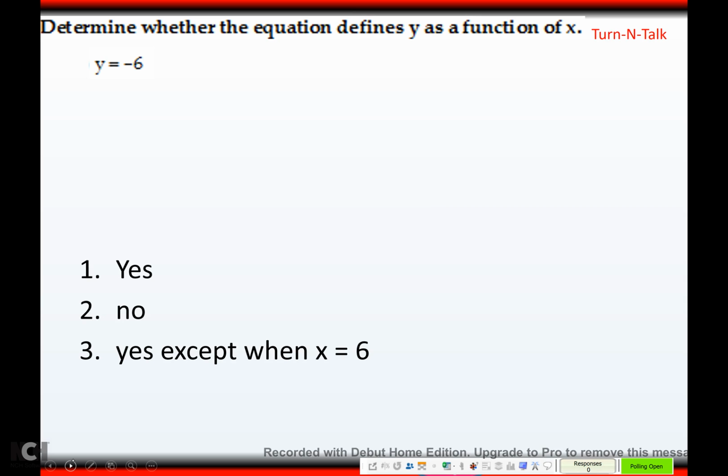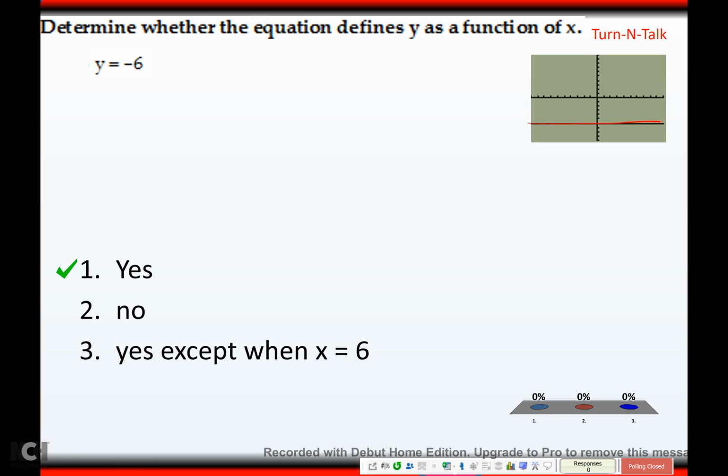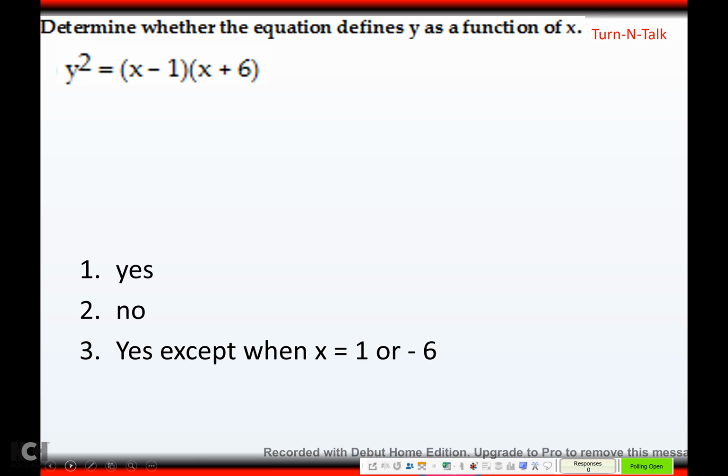All right, so you determine whether this one is or isn't. Hit pause. Come back when you're ready. And yes, if you graph that, it's a horizontal line, which passes the vertical line test. Okay, try this one. Hit pause. Come back when you're ready. And this one is no.